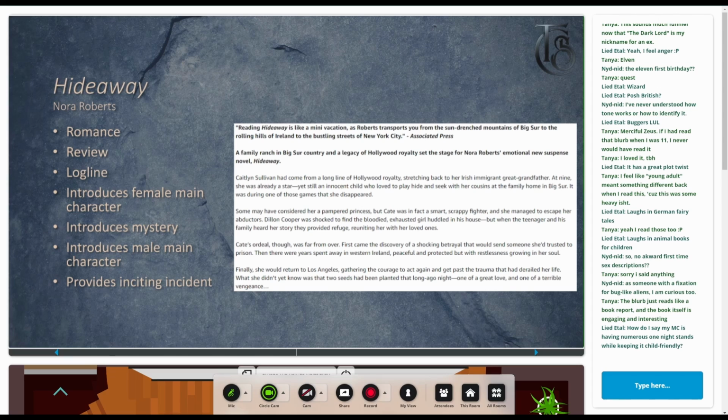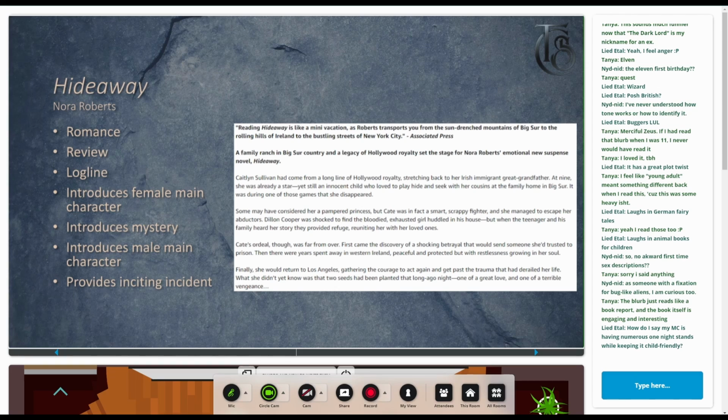Kate's ordeal, though, was far from over. First came the discovery of the shocking betrayal that would send someone she'd trusted to prison. Then there were years spent away in Western Ireland, peaceful and protected, but with restlessness growing in her soul. Finally, she would return to Los Angeles, gathering the courage to act again and get past the trauma that had derailed her life. What she didn't yet know was that 2 seeds had been planted that long ago night, one of a great love and one of a terrible vengeance.